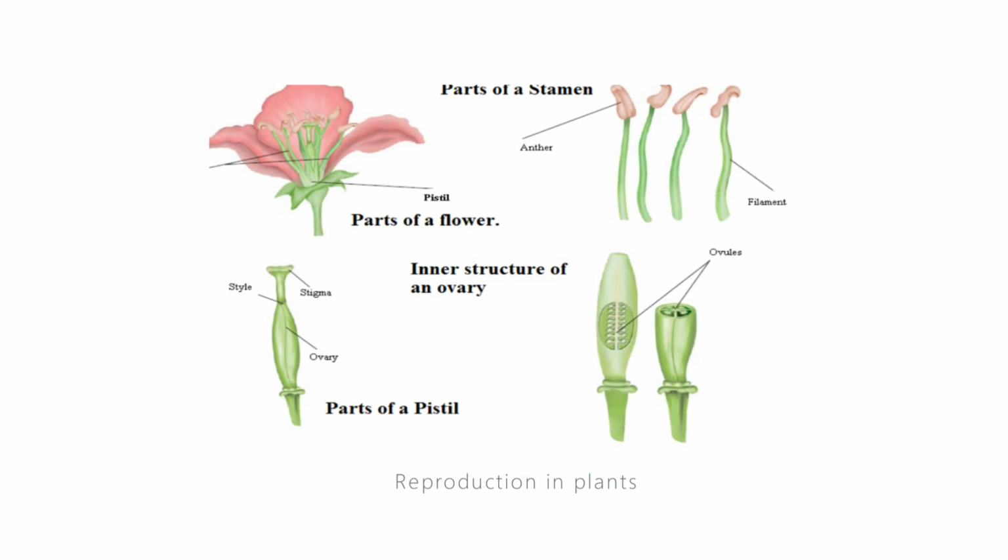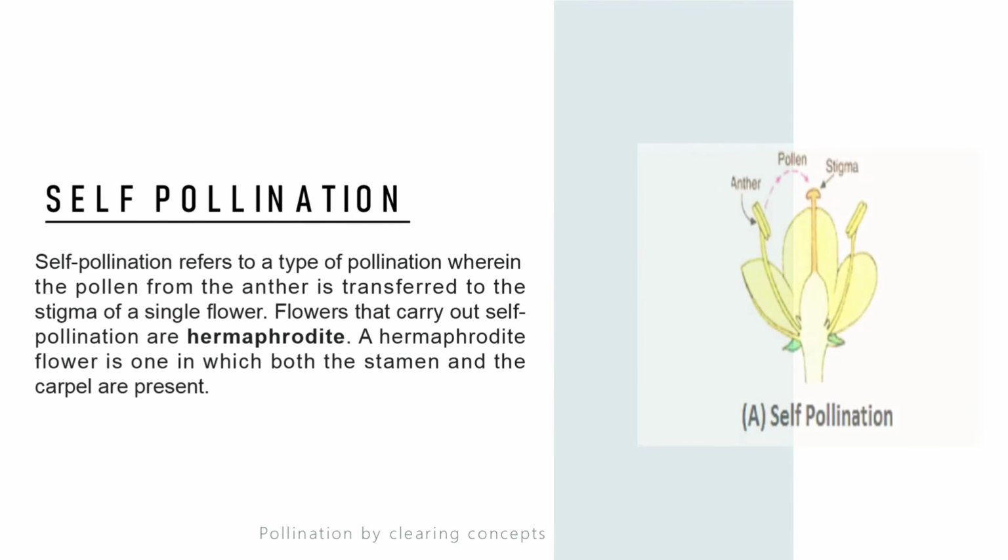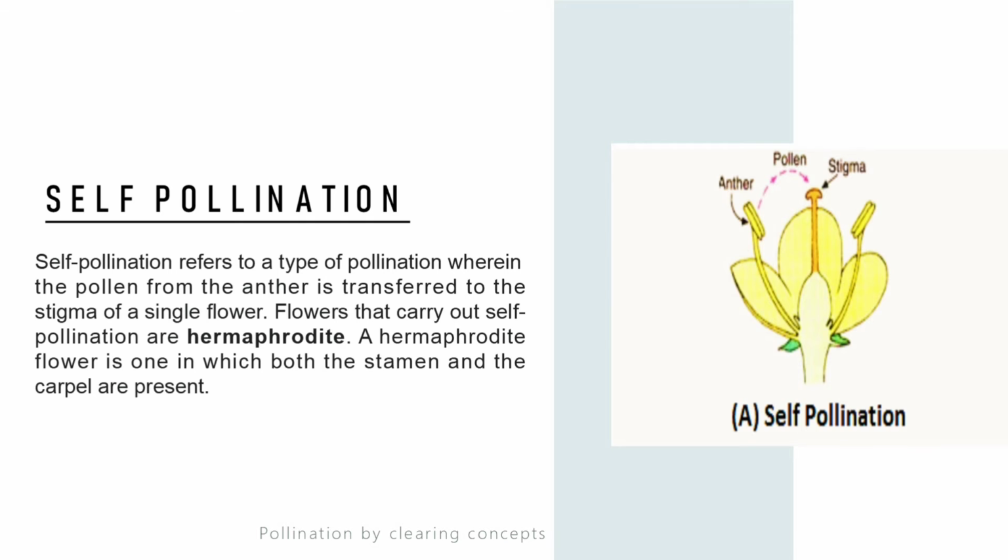So guys, starting with the last part, which is self and cross pollination. First we'll learn about what is self-pollination. Self-pollination refers to a type of pollination wherein the pollen from the anther is transferred to the stigma of a single flower. Flowers that carry out self-pollination are hermaphrodite. A hermaphrodite flower is one in which both the stamen and the carpel are present.